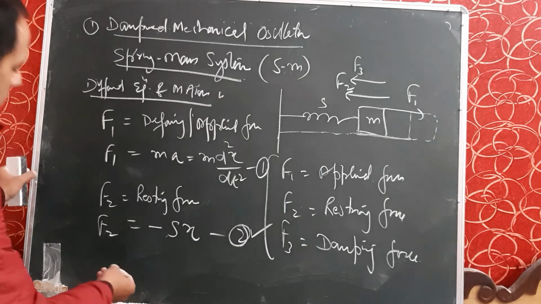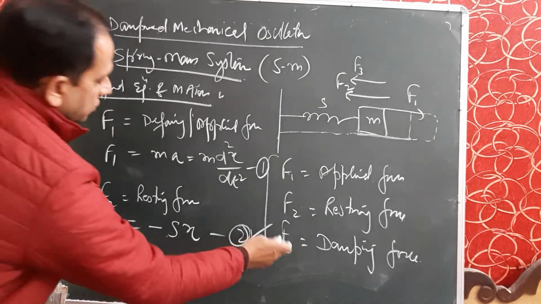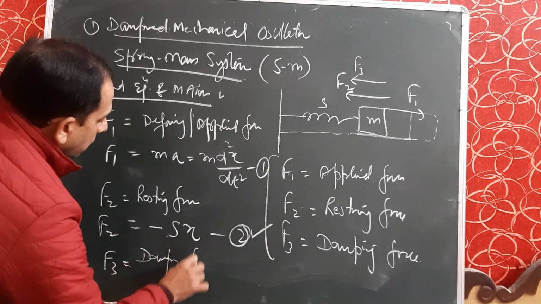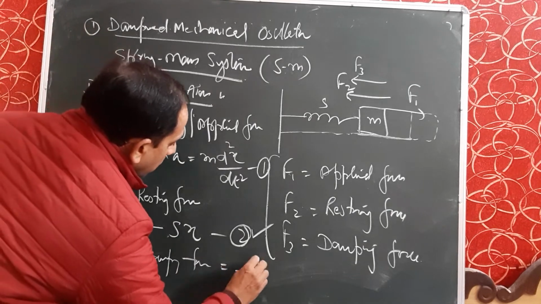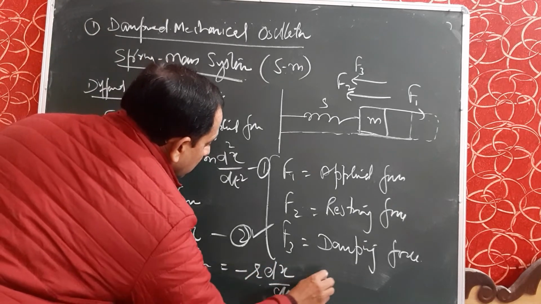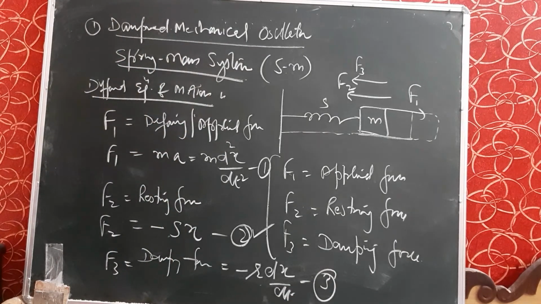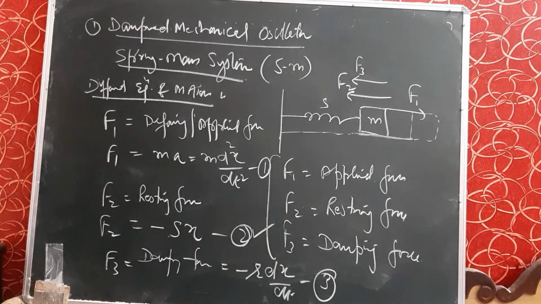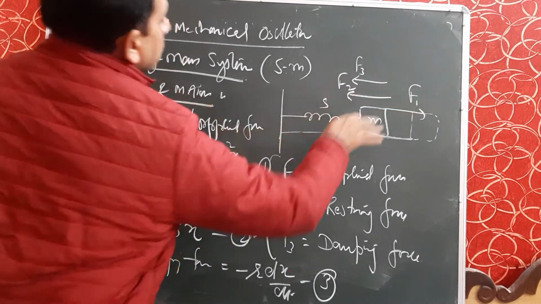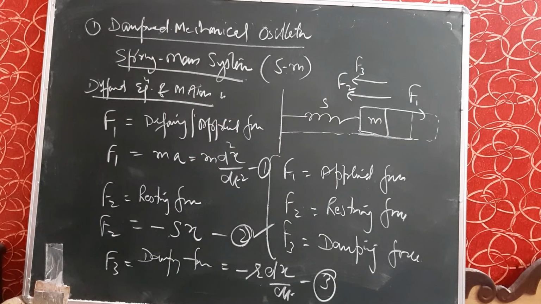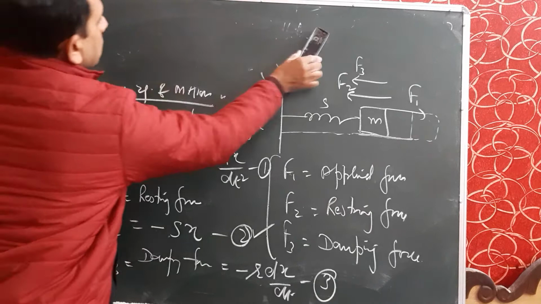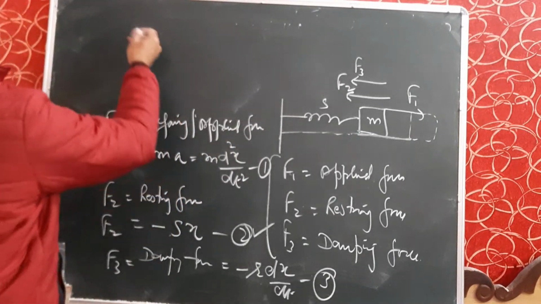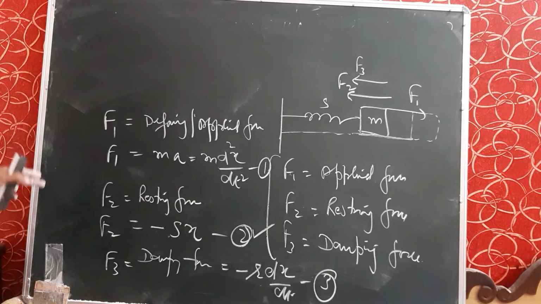But in this case, a third force is also applicable, F3, that is the damping force. It is minus R into dx upon dt. This one is the third force. So, there are three forces, first, second and third. Two forces are negative in nature because they are restoring forces, F2 and F3, and F1 is positive, that is the deforming force. So, the equation of motion for this oscillator is obtained by using these forces.